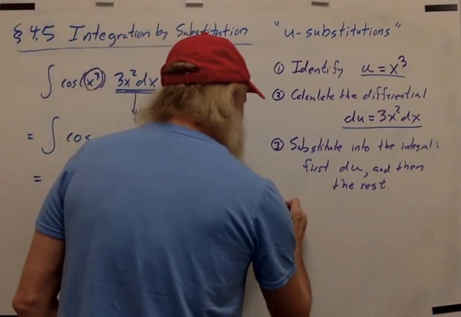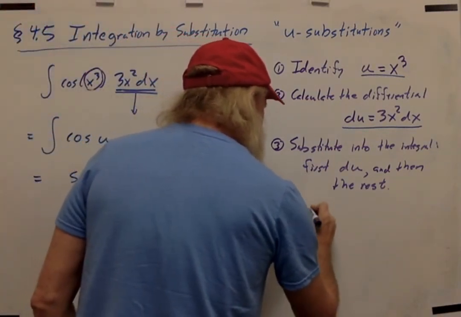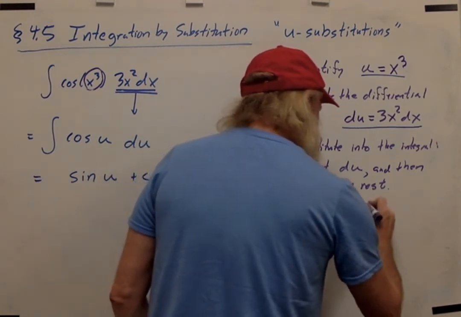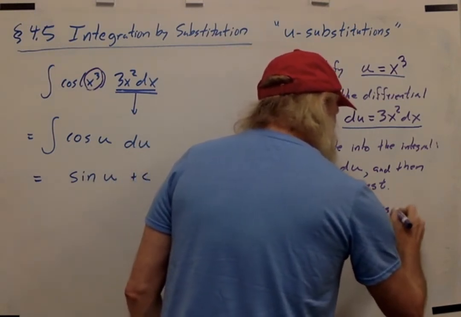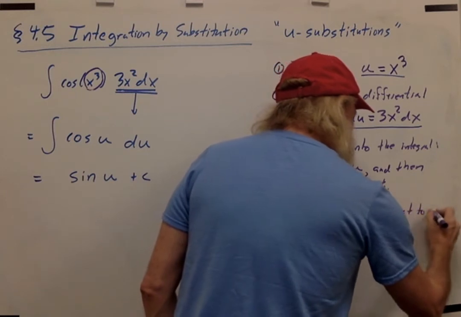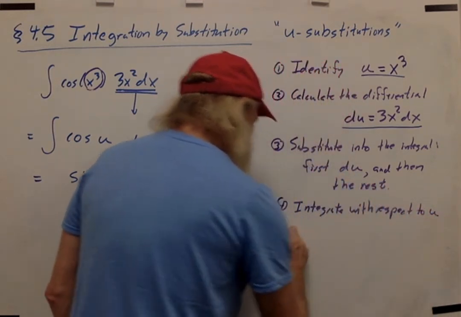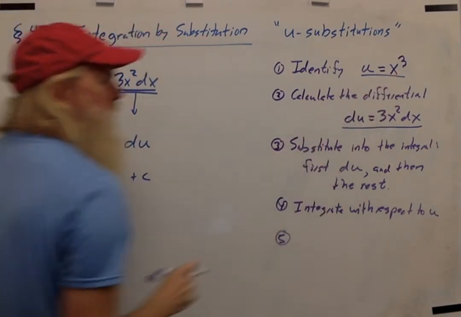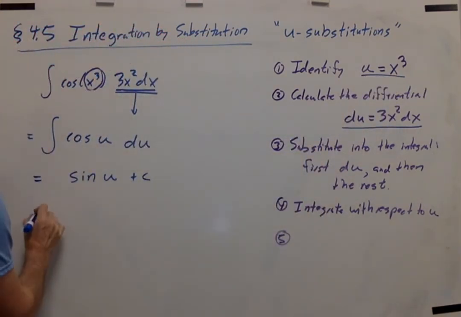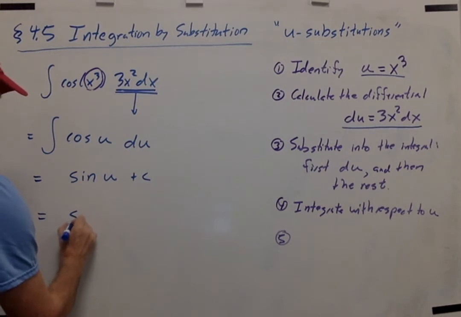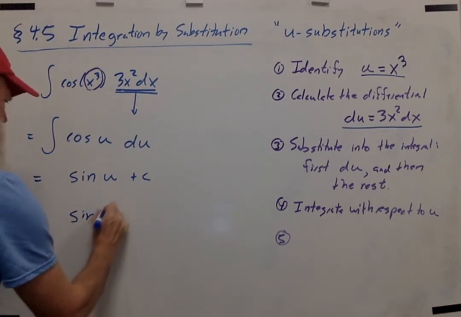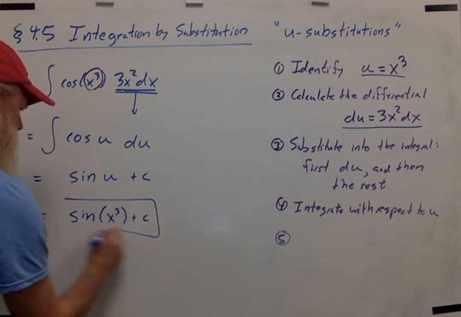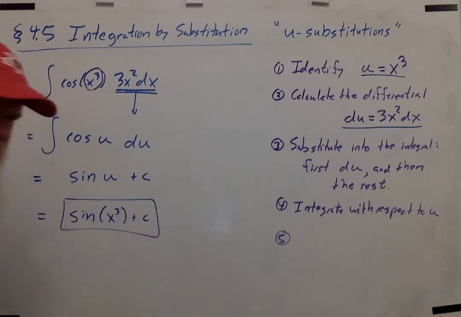So the fourth step is integrate with respect to u. And then finally, you replace u with x cubed. So you substitute the x's back in. And that's the last step.